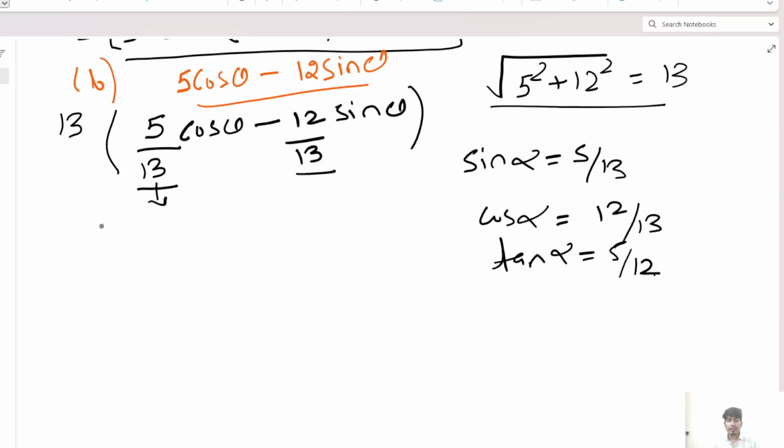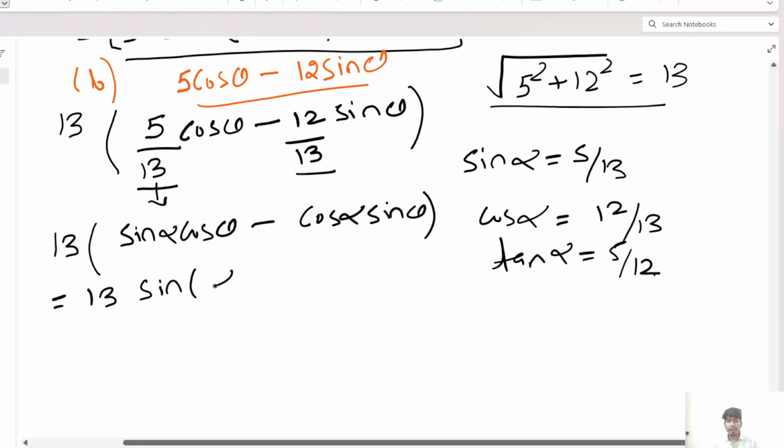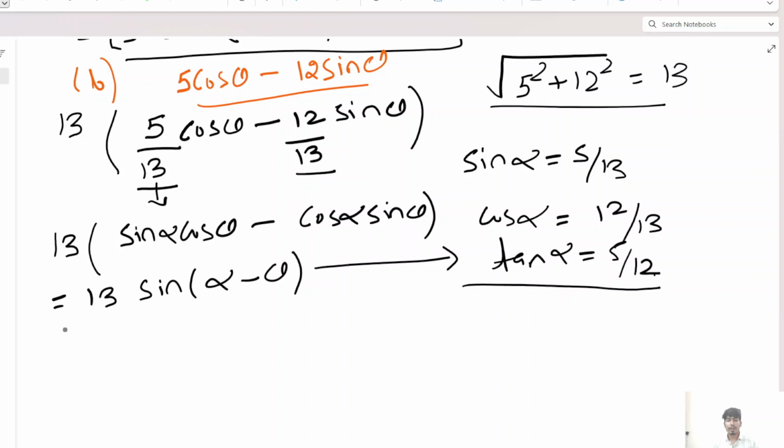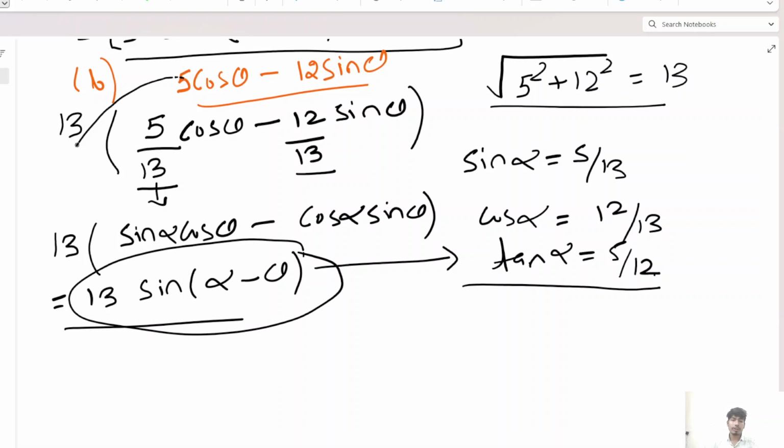Then this becomes 13 into (sin alpha cos theta minus cos alpha sin theta). And this becomes 13 into sin of (alpha minus theta), where tangent alpha is 5 upon 12. Okay, this function is only a sine function. Now we do some more questions which are only in cosine. The first example was for the sine function, now we do it for only cosine functions.